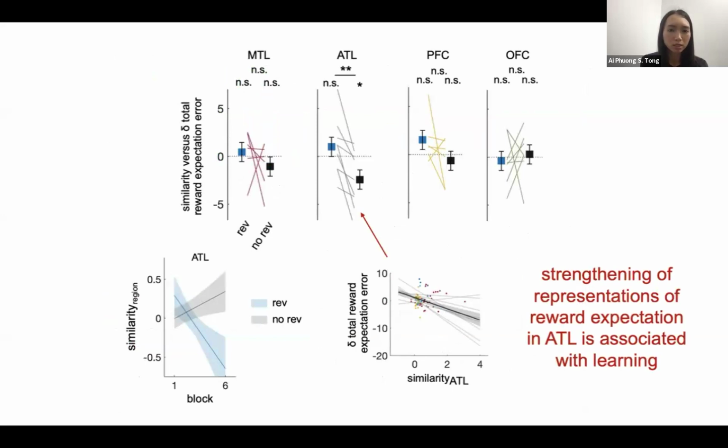And importantly, we found that when knowledge can be straightforwardly shared between scenes, when there's no reversal, representations of reward expectation in MTL and OFC are reused between scenes. We then found from looking over sets of trials separated by hours to days that representations in a separate association area are increasingly reused, and this increase was associated with increased learning.